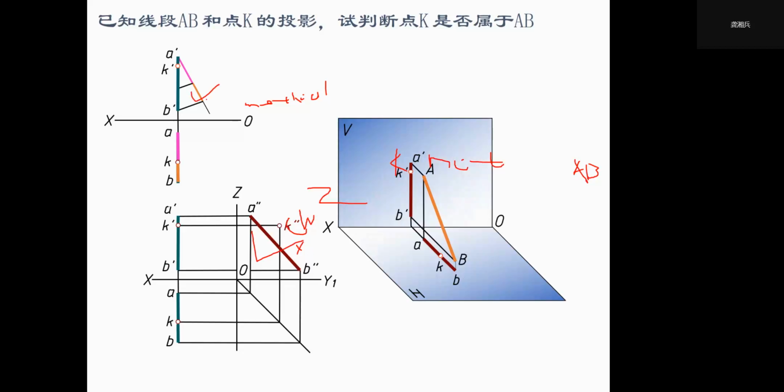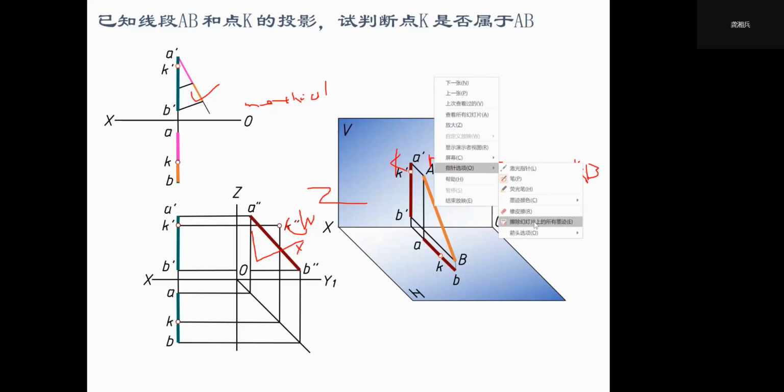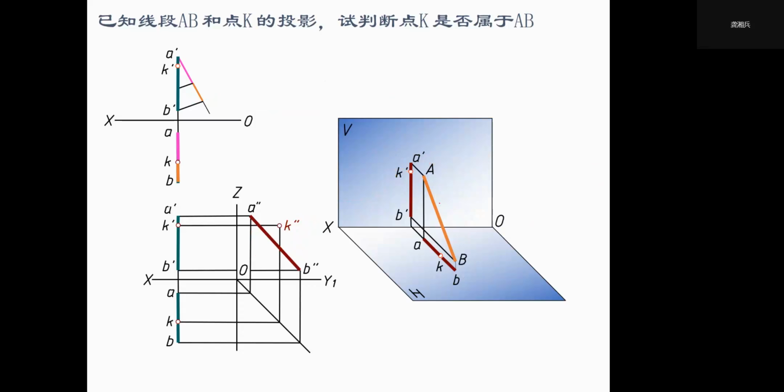Okay, this one will show you the 3-dimensional view, and why K is not on here. You can see from this one maybe K is on the same plane here. In the space, for this one, the intersection point projection is there, K plus is there, and K another one is there. So they are not the same ratio.